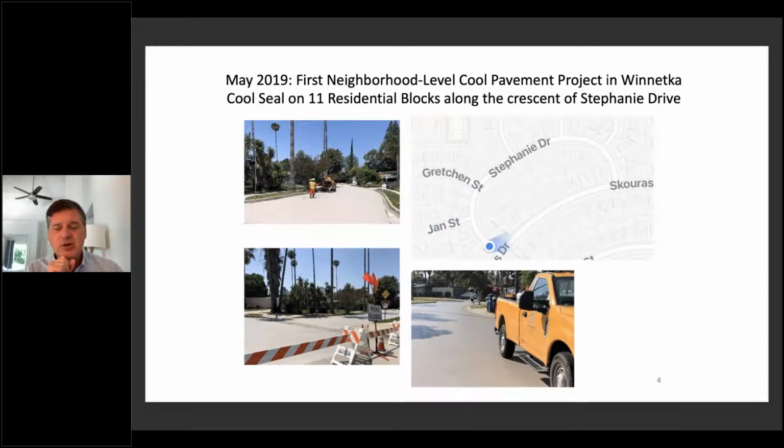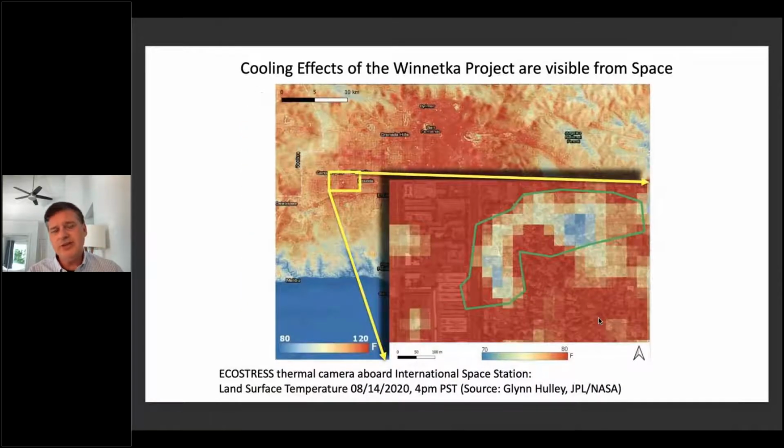And the first neighborhood project we did is in this neighborhood called Winnetka in the West Valley of Los Angeles, in the West San Fernando Valley. It's this crescent-shaped street here and 5 cul-de-sacs that come off it. And we did this installation in May of 2019. And we did 4 other similar projects. So we now have 5 neighborhood level cooling projects.